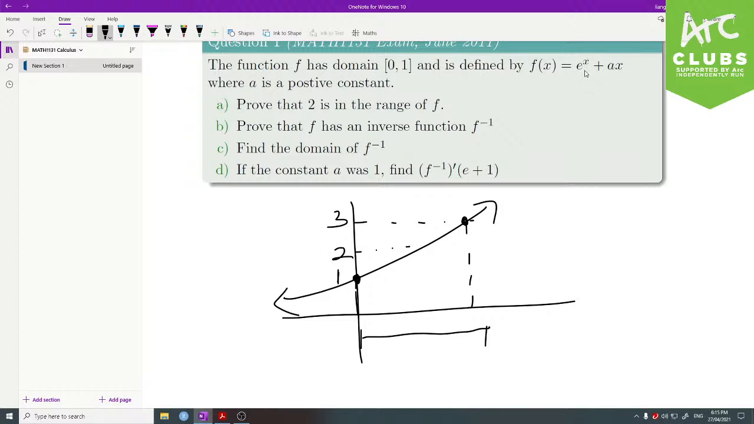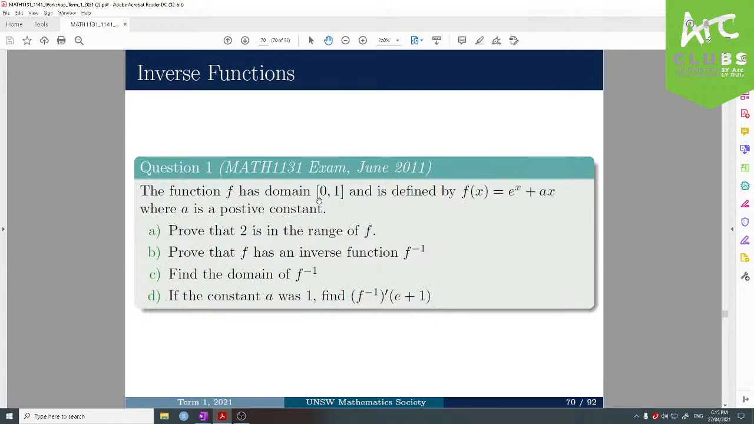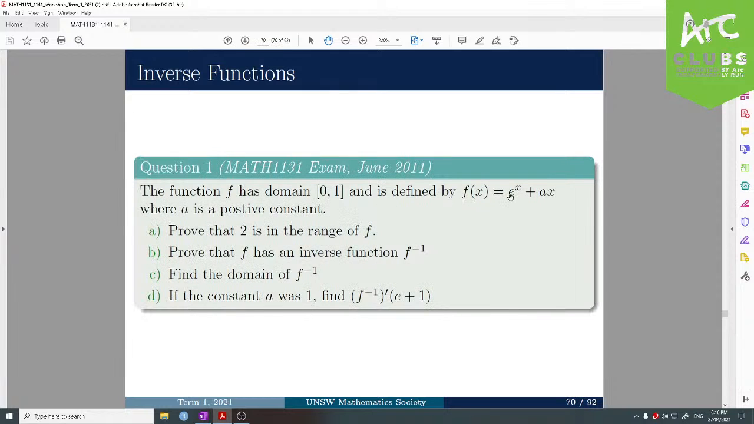Okay, so to do that, we first claim that f(x) is a continuous function, and that is true because it's simply an exponential plus a polynomial of degree 1. And then secondly, we have to prove that it has a lower bound that's smaller than 2 and an upper bound that's greater than 2. If you look at the calculations here, when we plug in the lower bound of the domain, which is 0, into the function, we get 1, because we have e to the power of 0 plus a times 0. So that's just 1.